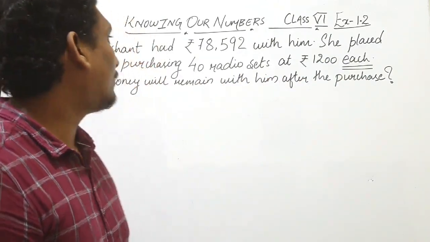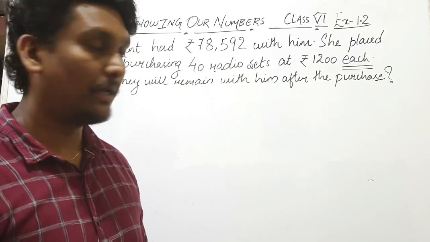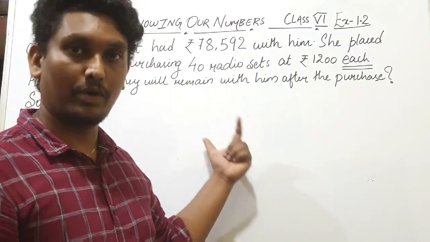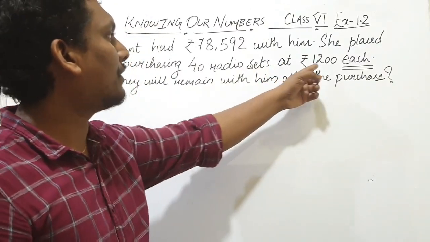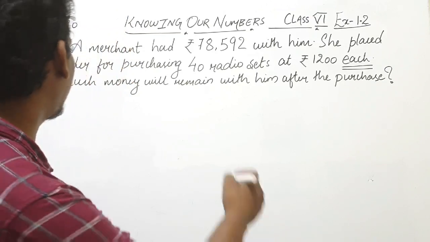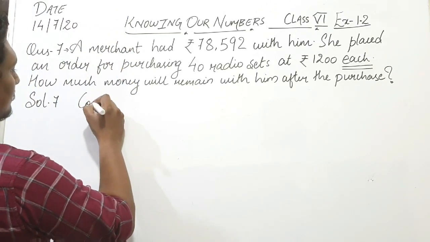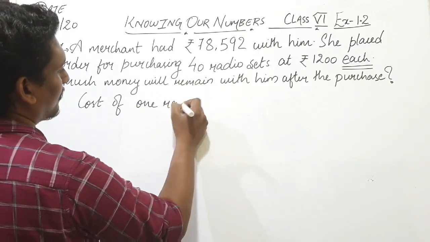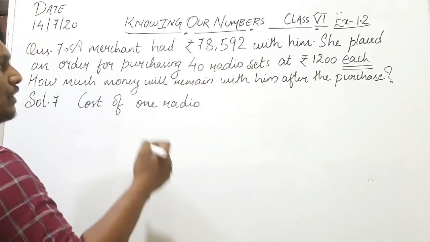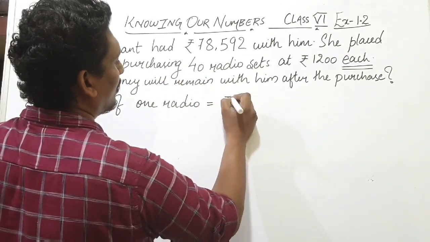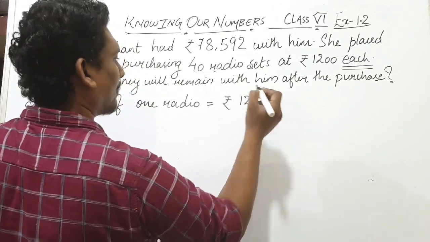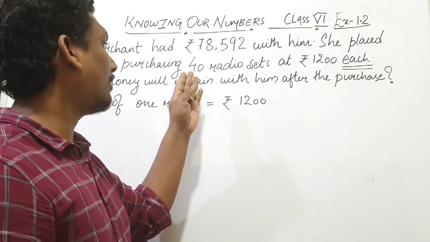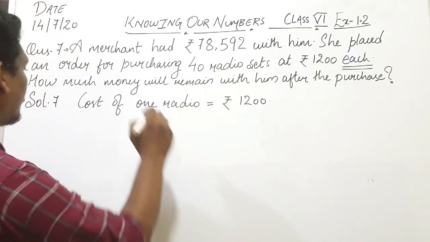First we have the total money with him. She placed an order of 40 radios. So first we will find out the value of 40 radios, and the cost of one radio is given, 1200. So come to the steps. Cost of one radio is given, how much? Rupees 1200. She has placed an order for 40 radios, so here we have to find out the cost of 40 radios.